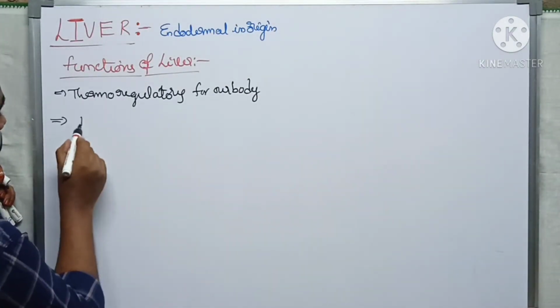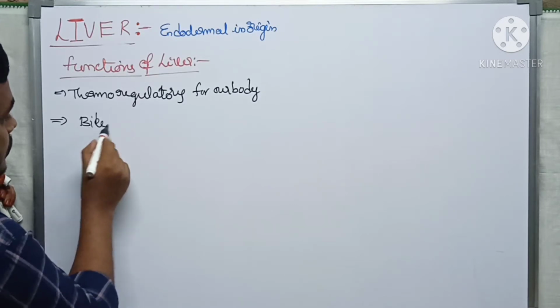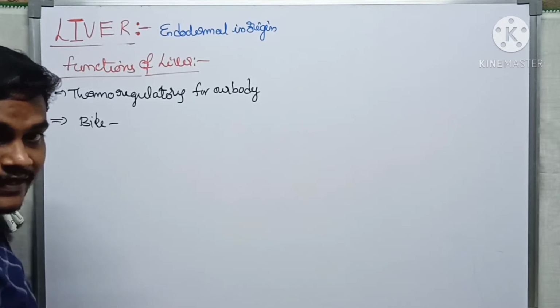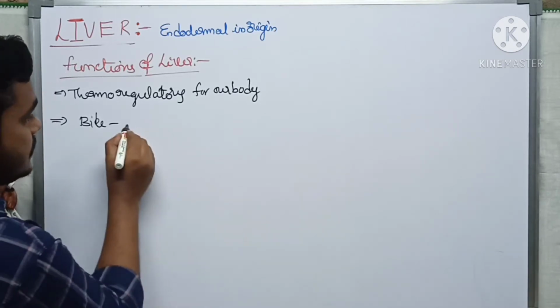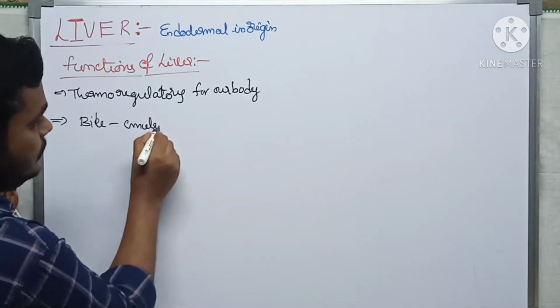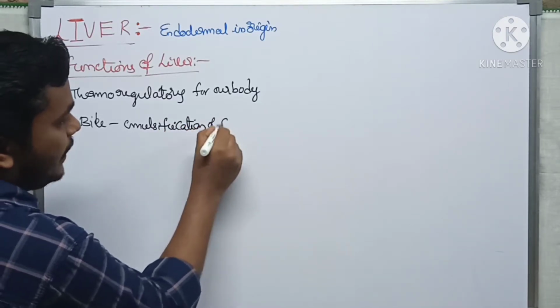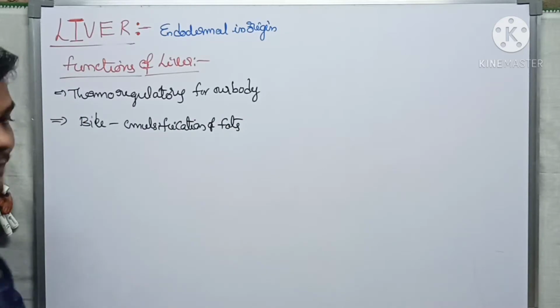It also secretes bile. Bile is secreted from hepatocytes. This bile is useful for the emulsification of fats. Emulsification of fats is conducted by this bile juice.